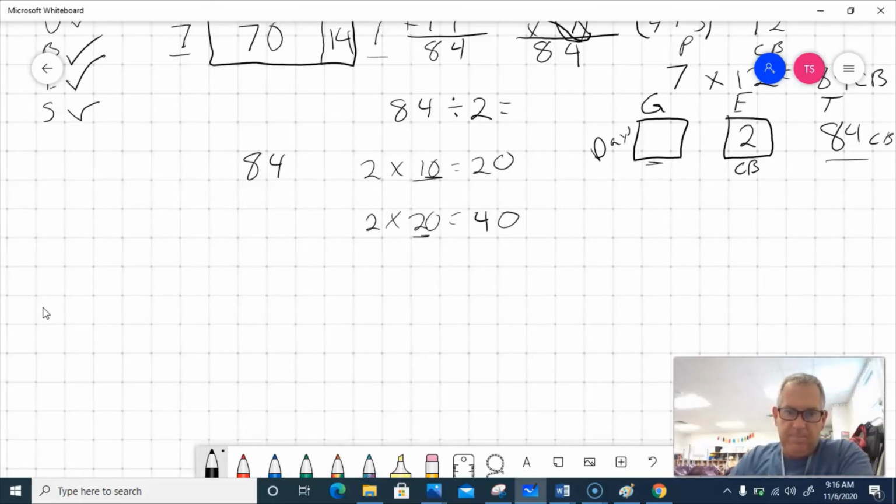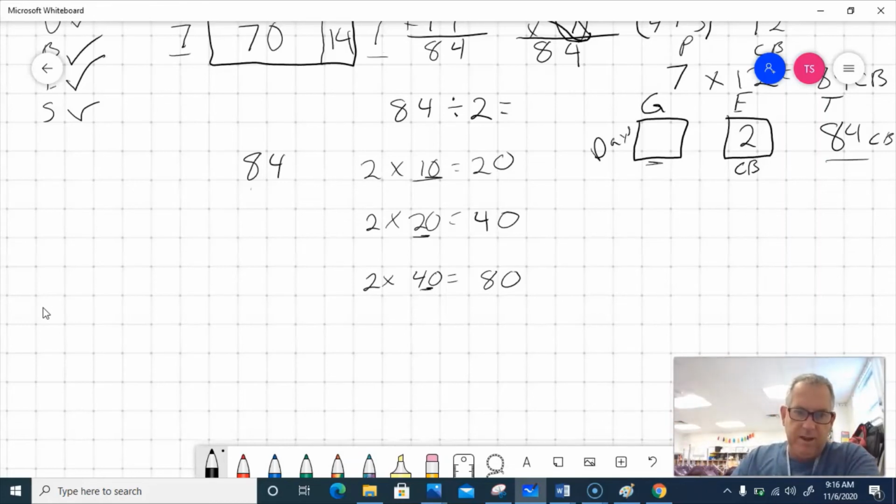We go even bigger than that. Go 2 times 40. Okay, 2 times 4 is 8. And we put a 0 behind it to mark our place value. That is going to be 80. So if I subtracted 80 from 84, that would signify 40 groups. So we'll go ahead and start with that. We don't need to go any higher than that because our number is 84.